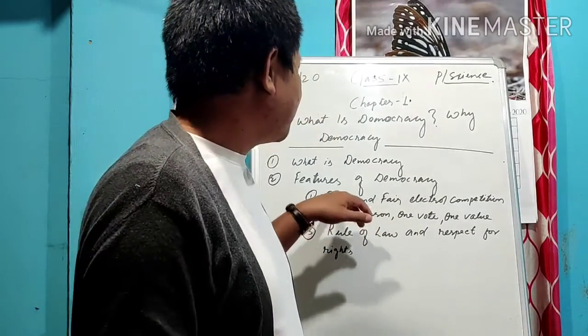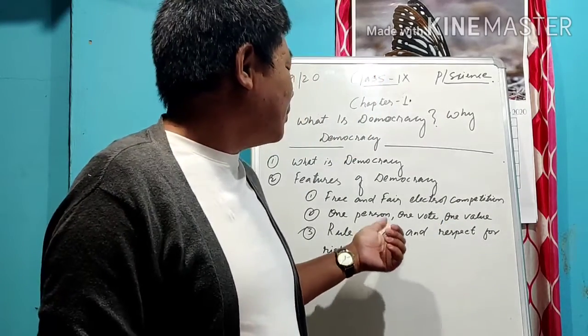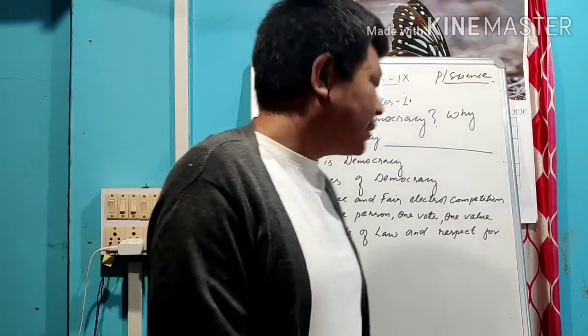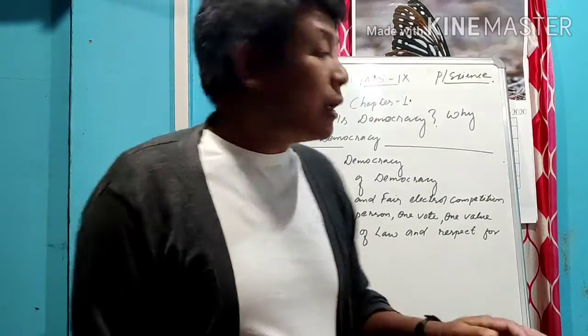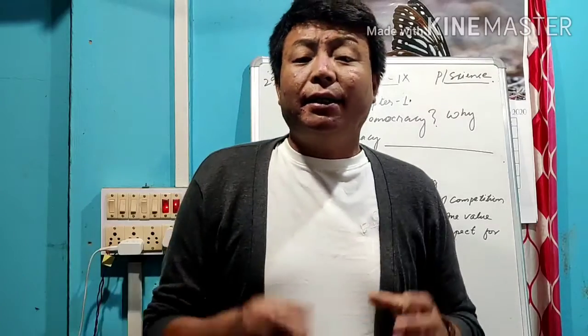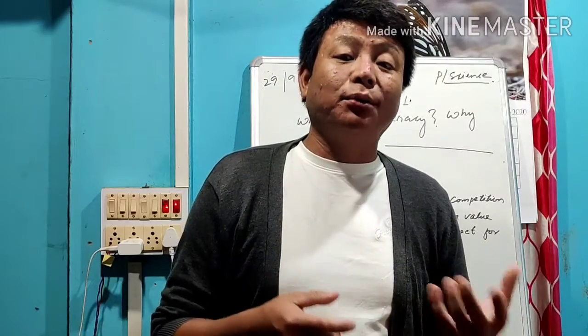As for the features, number 1 is free and fair electoral competition. Number 2, one person, one vote and one value. Number 3, the rule of law and respect for rights. Now as per the first point, free and fair electoral competition. In the democratic form of government, the elections should be free and fair. As you already studied, 3 types of elections are there, like the by-election, which is conducted 1 year or 2 years after elections, when the persons resign or die.